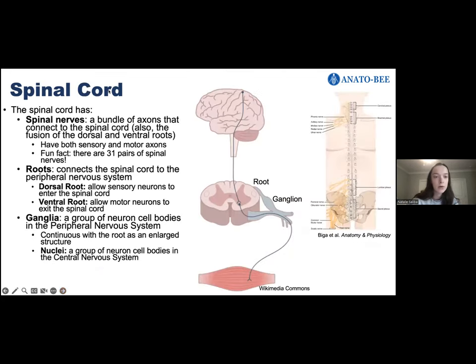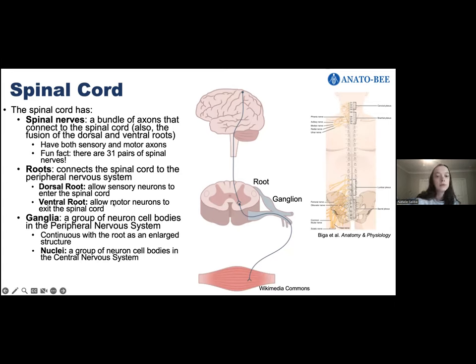Okay, so the spinal cord has many components. It has spinal nerves, roots, and ganglia. And so the spinal nerves are just the bundle of axons that connect to the spinal cord, and they are the fusion of the dorsal and the ventral roots. And you have the sensory and motor axons in this. And there's actually 31 pairs of spinal nerves throughout the body. And I kind of showed this right here, as you can see, how it comes out from the vertebrae and how it goes into the body.